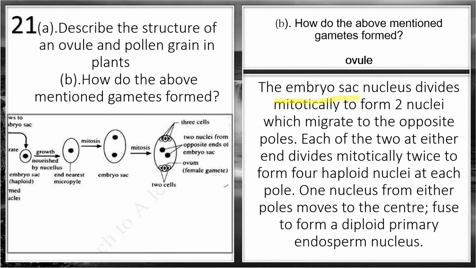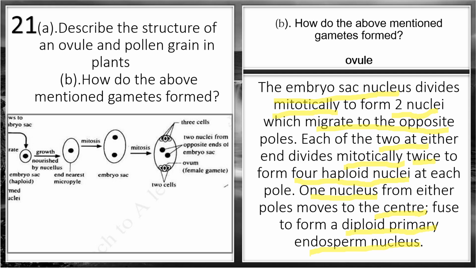The embryo sac nucleus divides mitotically to form 2 nuclei, which migrate to the opposite poles. Each of the 2, at either end, divides mitotically twice to form 4 haploid nuclei at each pole. 1 nucleus from either pole moves to the center and fuses to form a diploid primary endosperm nucleus.